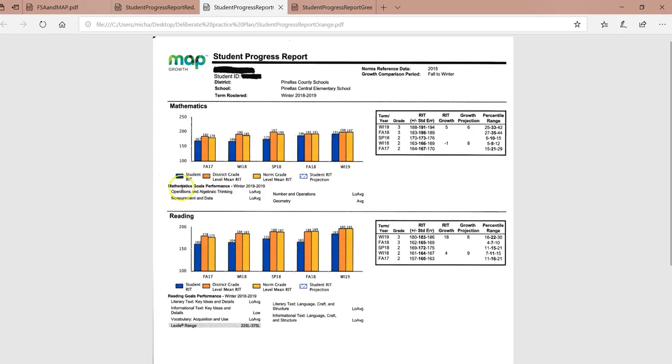And it shows their student RIT score, the district grade level mean, that's across Pinellas County, and the norm grade level mean. Right now there is no projection because the projection does not come until the spring Measures of Academic Progress assessment.